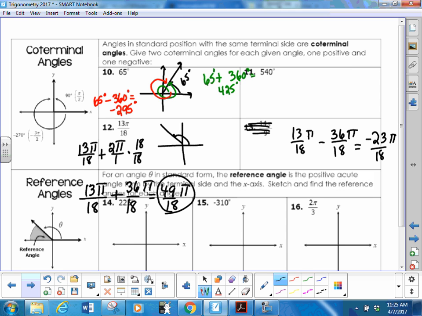So you're either adding 360, subtracting 360, adding 2 pi, subtracting 2 pi. And I will leave 13 for you to do on your own to see if you've got it. So 11 and 13 I'm going to need you to do on your own.